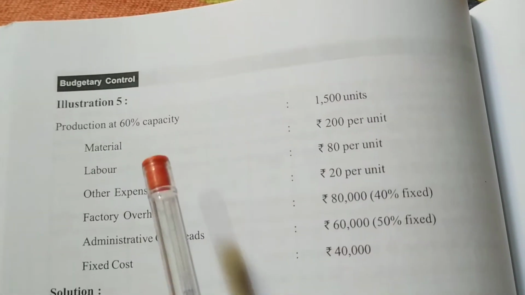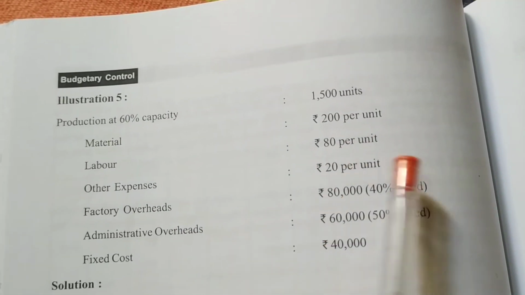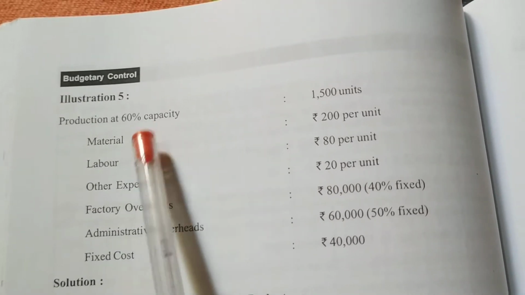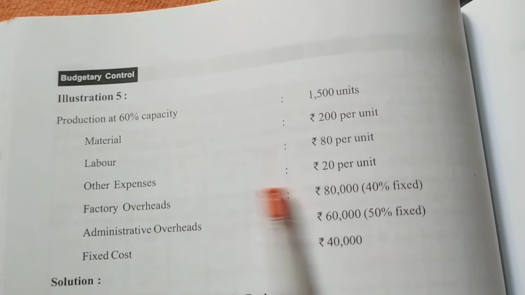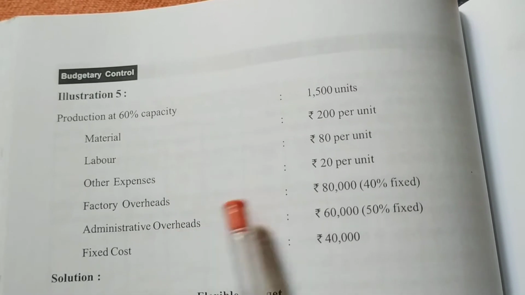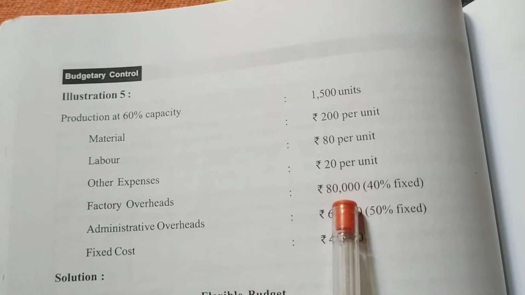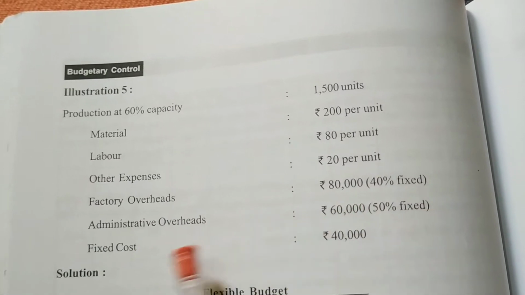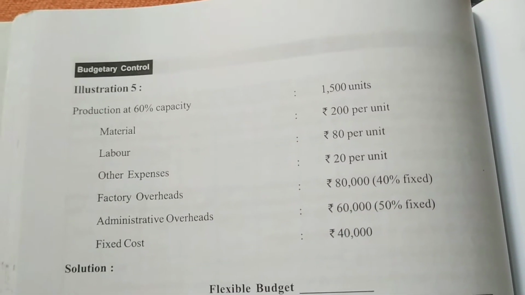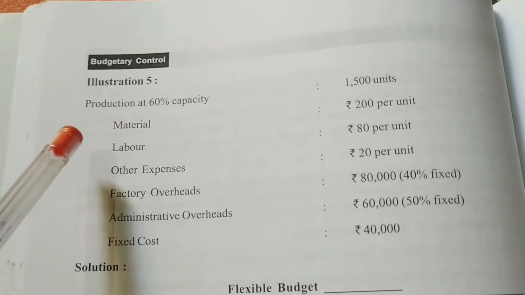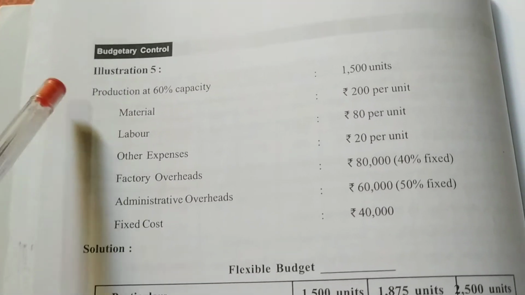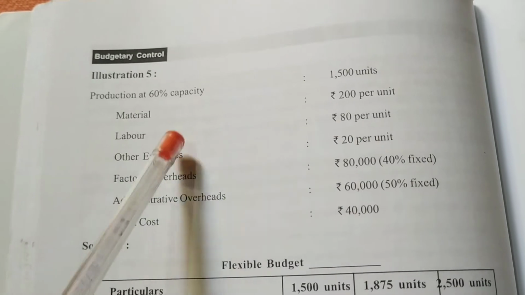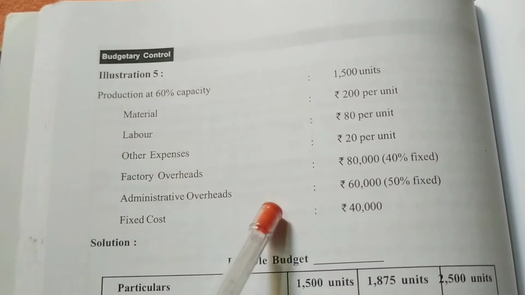1500 units. Material is 200 per unit, labor is 80 per unit, other expenses 20 per unit. Other expenses we consider as direct expenses. So material, labor, other expenses will be considered as variable expenses. We have factory expenses, that is 80,000, of which 40% is fixed. Admin overhead is 60,000, 50% is fixed. Fixed cost is given as 40,000. So these three, material, labor and other expenses, will be considered as variable expenses. Factory overheads and administration overheads will be considered as semi-variable expenses, and fixed cost is given here.